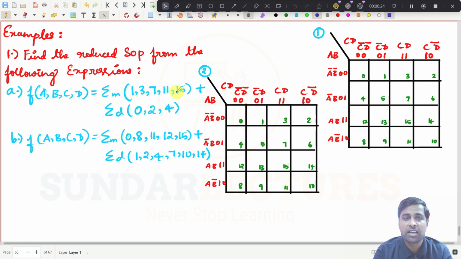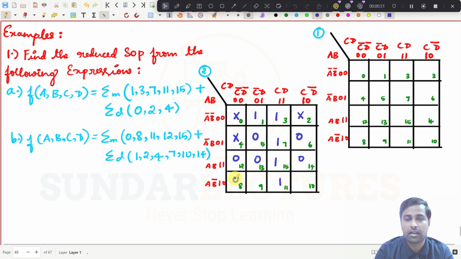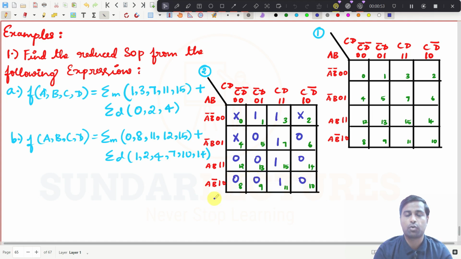So sum is an m. These are all ones, and these are all don't care conditions. That's all, simply. So in 1 you have to put one, then 3 you have to put one, 7, and then 11, 15 is there, right? So put one. And the don't care conditions are 0, this is x, and for 2, this is x, and for 4, it is x, right? So these are all don't care conditions, and all other things are zeros. All other min terms will represent the zero output, right?